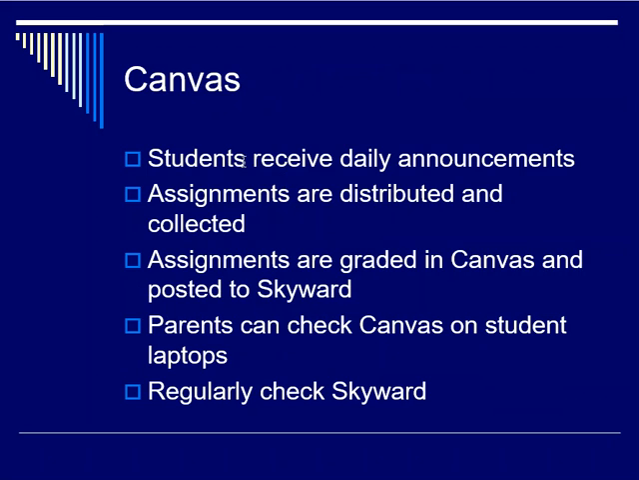All right, so here's kind of the step-by-step. Every day you're going to get announcements. There's assignments that you look in there and assignments to be collected. I grade them in Canvas. Then once I've done all my grading in Canvas, I will post them to Skyward. Then your parents can check Canvas on your computer, or they can check Skyward the way they normally check Skyward to get your grade.